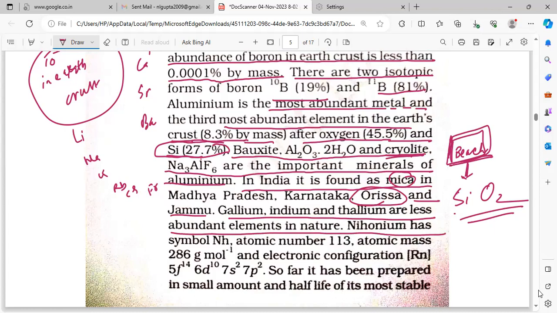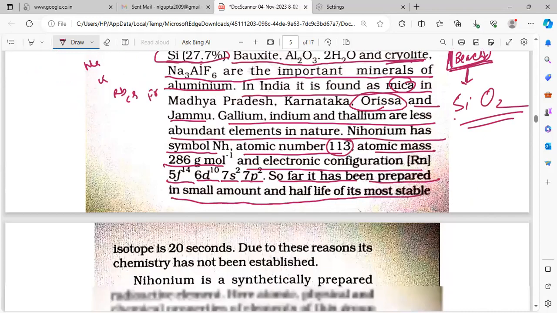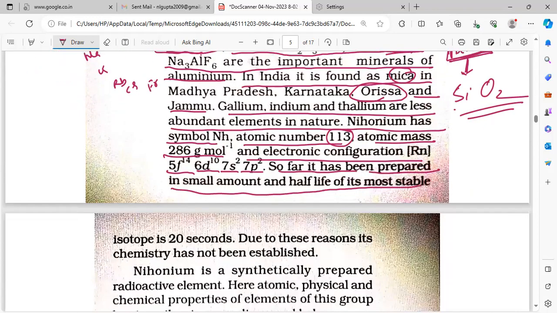Nihonium has the symbol Nh, atomic number 113, atomic mass 286, and electronic configuration Rn 5f14 6d10 7s2 7p1. So far it has been prepared in small amounts and its most stable isotope has a half-life of 20 seconds. Can you see the half-life period of nihonium?